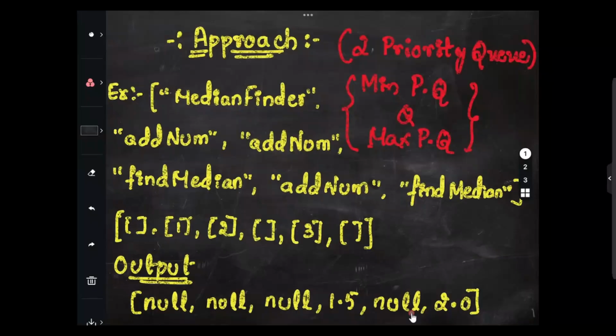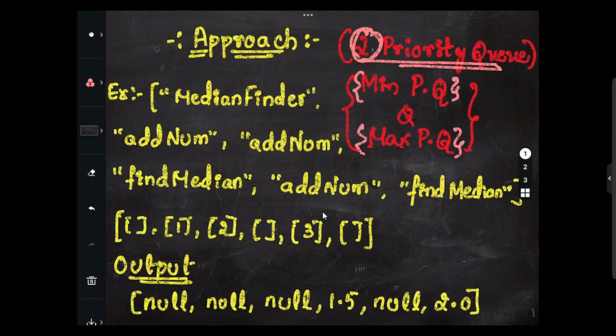The first thing that we need to keep in mind here is we will be making use of 2 priority queues, a min priority queue and a max priority queue. Or you can consider we'll be making use of 2 heaps, a min heap and a max heap. So, min PQ and max PQ.